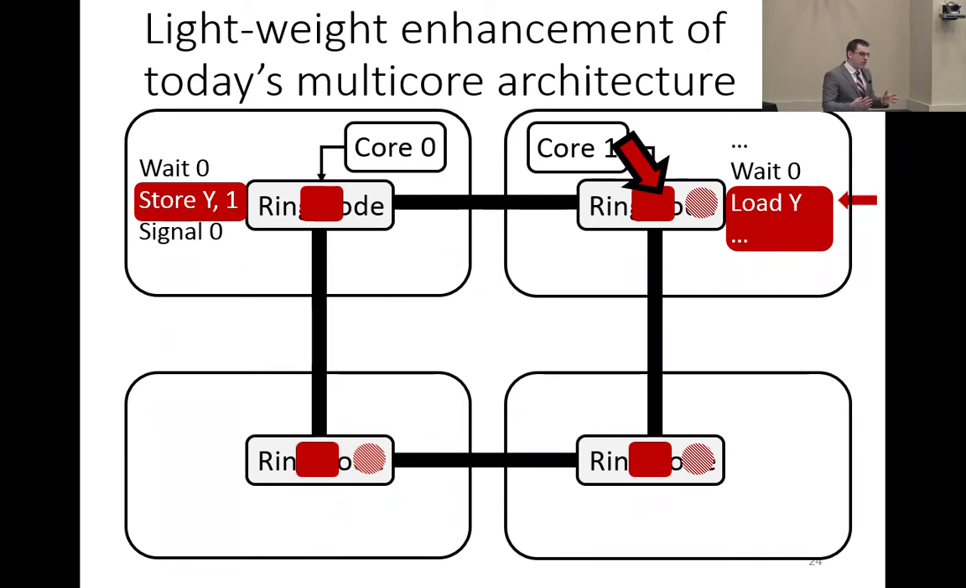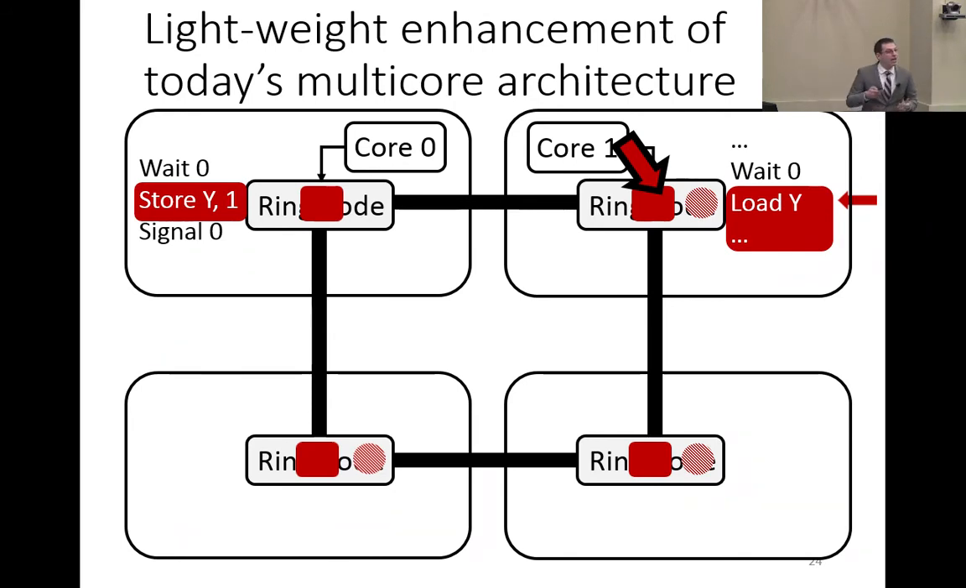And so the question is, how often is this the case? How often can we actually fully overlap the communication with the computation? In this case, core one had something to do before issuing the wait instruction, for example, while the data was generated and got across the entire chip.